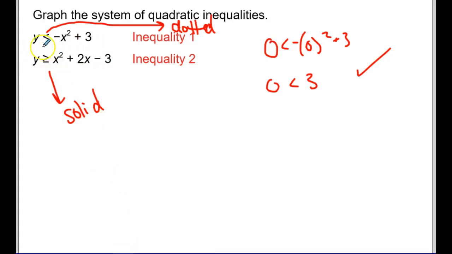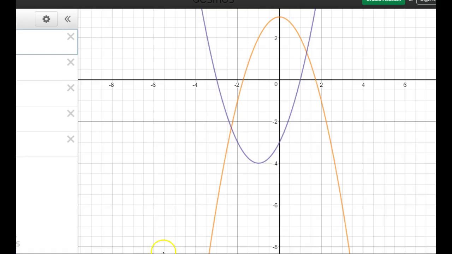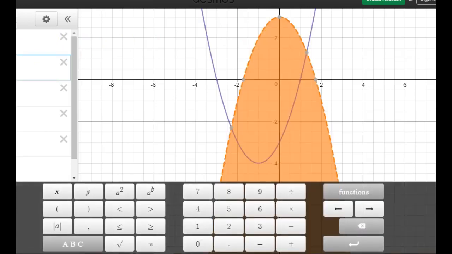So now let's try the origin for the second equation as well. 0 is greater than or equal to 0 squared plus 2 times 0 minus 3. Well, this is 0 and this is 0, so 0 is greater than or equal to negative 3. That is also true. So looking at the purple graph, the origin is also inside the parabola, so I would also shade inside the parabola. Okay, so let me go ahead and fix what we were looking at.